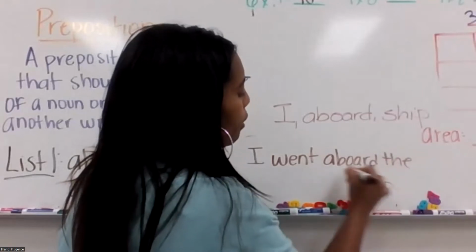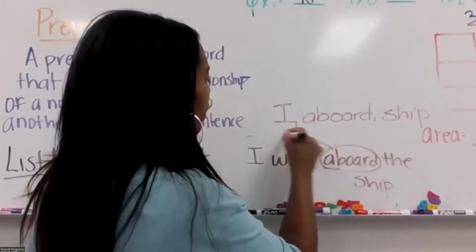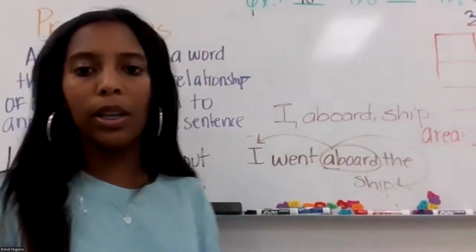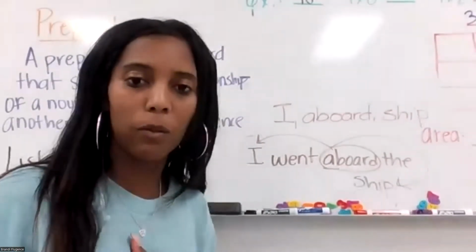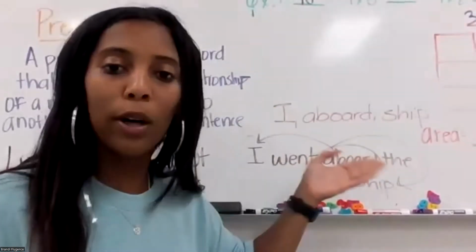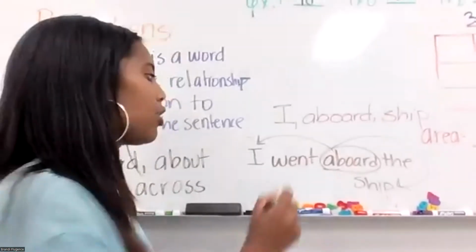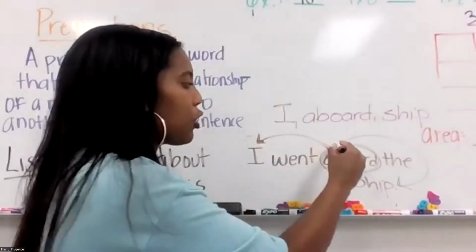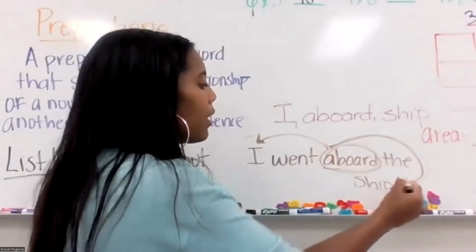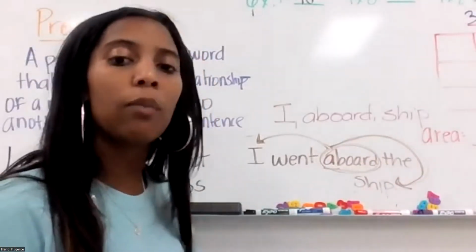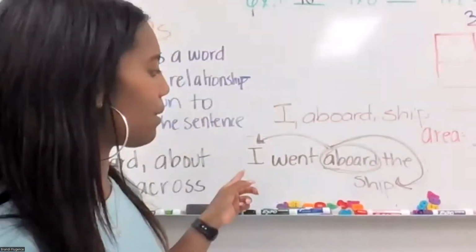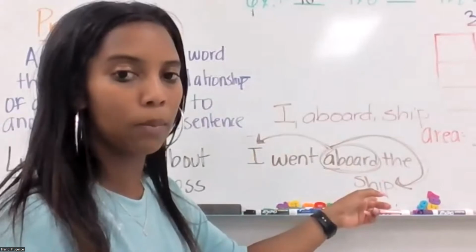Now aboard here is our preposition, and it's showing the relationship between I and ship. And what's the relationship between I and ship? I went aboard the ship. So that's the job of a preposition. It will show how the words are connected. It says relationship, but what it means is how they are connected. How do I connect I and ship? Well, I went aboard. Okay, so that's the noun, ship. The pronoun is I.